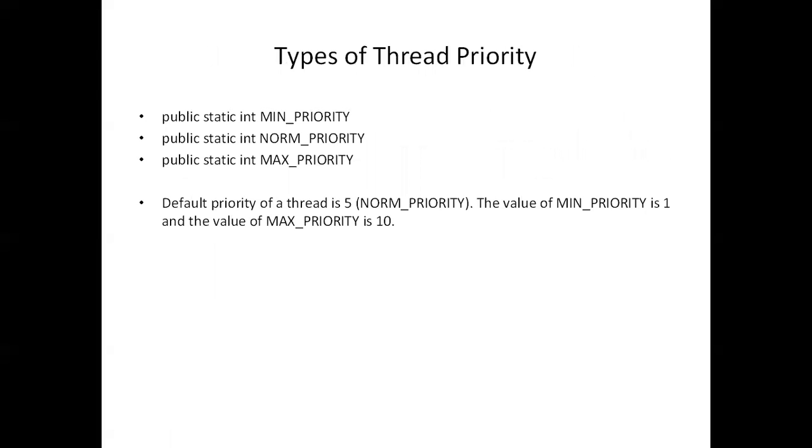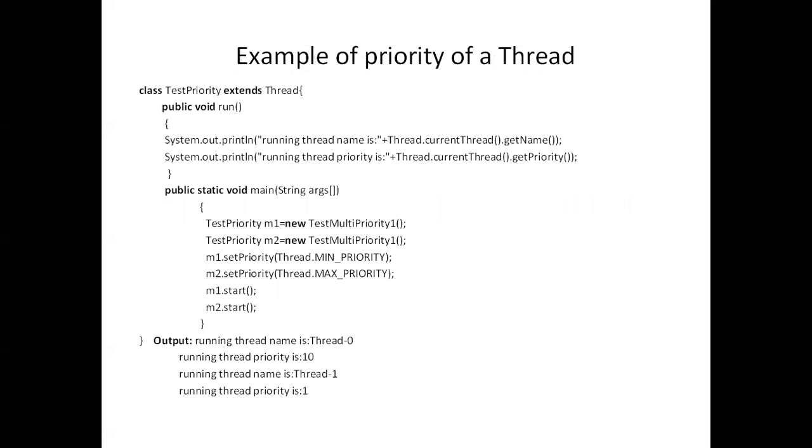Types of thread priority. There are mainly three types of priority in Java threads. One is min priority, one is norm priority or normal priority, and another is max or maximum priority. The default priority of a thread is 5, that is norm or normal priority. The value of min priority, or minimum priority, is 1 and the value of max priority is 10. So we define the norm priority as 5, the value of max priority is 10 and the value of min priority is 1.